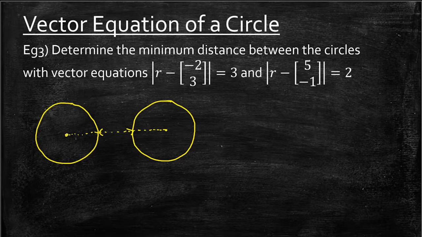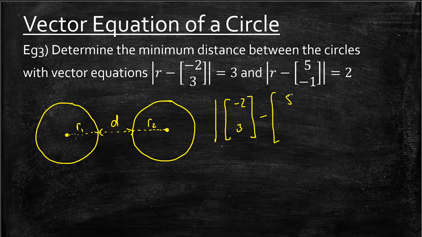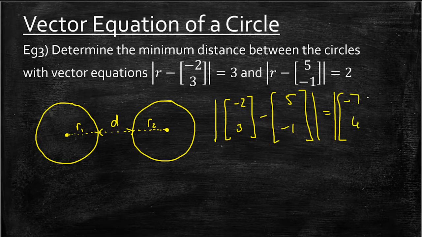So we know where this circle is, we know where the center of that circle is, we know where the center of this circle is. We also know the radius of the first circle, we know the radius of the second circle. So to find that distance there, it's actually not too hard. All we need to do is find the modulus, or the distance between the 2 centers. So we want to find the distance from that center to that center of the circle first. And that's going to give me the modulus of negative 2 take away 5, which is negative 7, and 3 take away negative 1 is 4.